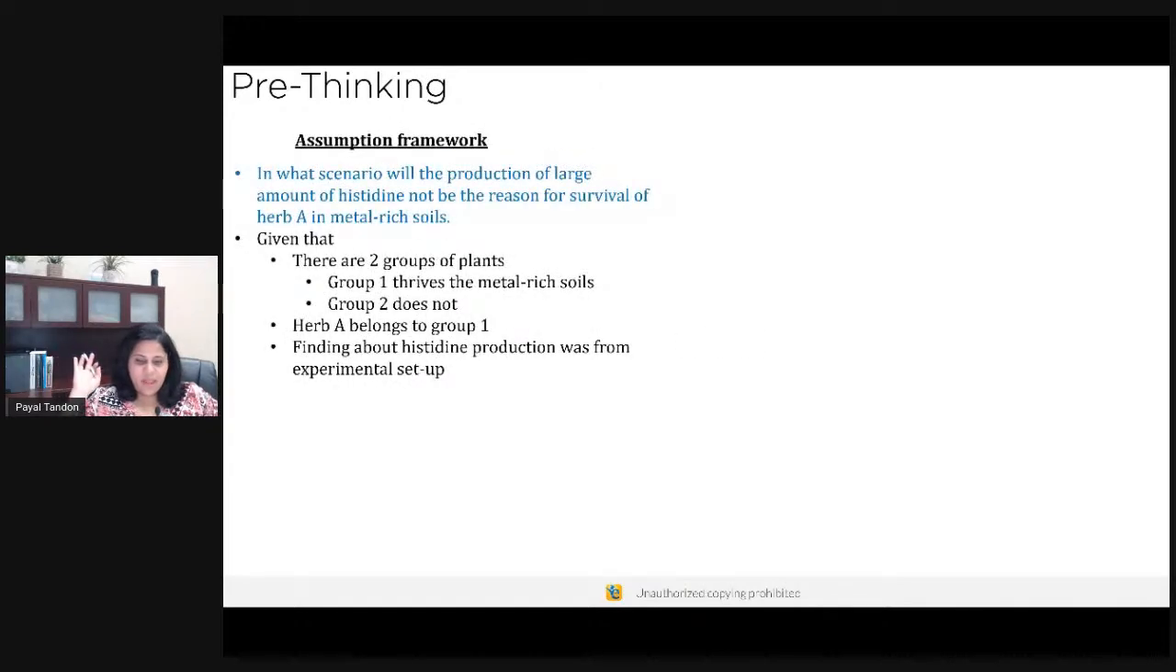Okay, now, pre-thinking. That's the assumption framework. That's the framework with which I feel most comfortable. That's how I start off my pre-thinking. In what scenario will the production of a large amount of histidine not be the reason for the survival of herb A, or for the growth of herb A, or the thriving of herb A in metal-rich soils? Given that, all of the points that I got from the passage come in over here. Given that there are two groups of plants, group 1 thrives in metal-rich soils, group 2 does not, herb A belongs to group 1, and the finding about the histidine production was from the experimental setup. So all the stuff that I understood from the passage falls in my framework, because that's the given information, those are the confines of my passage.